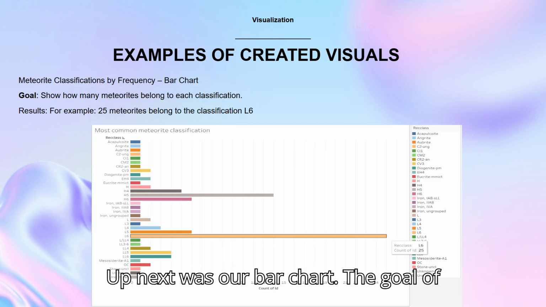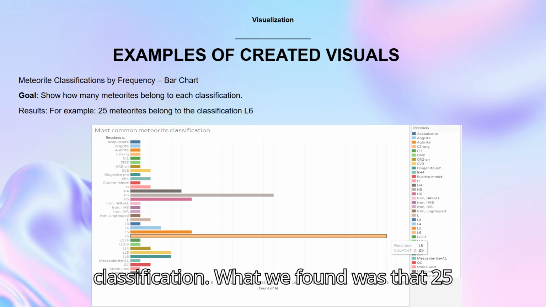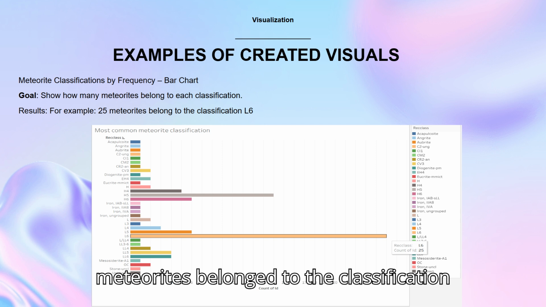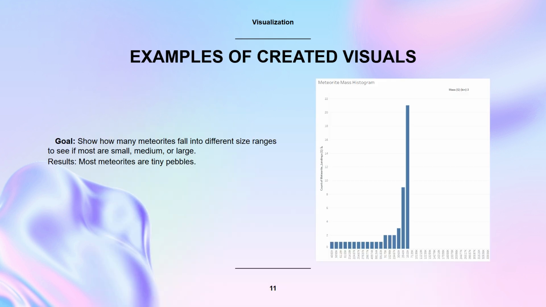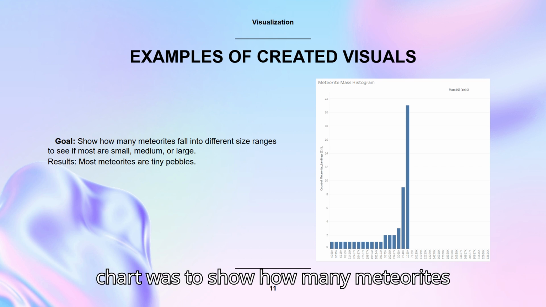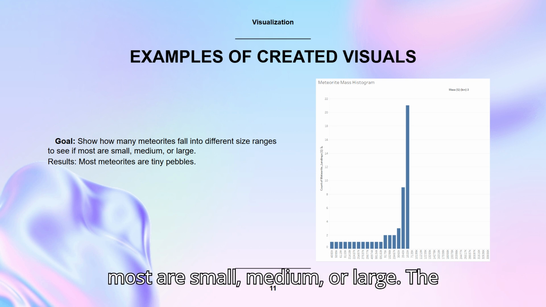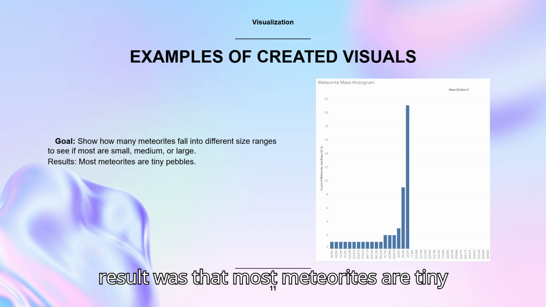Up next was our bar chart. The goal of this graph was to show how many meteorites belong to each classification. What we found was that 25 meteorites belong to the classification L6. Next is the histogram. The goal of this chart was to show how many meteorites fall into different size ranges to see if most are small, medium, or large. The result was that most meteorites are tiny pebbles.